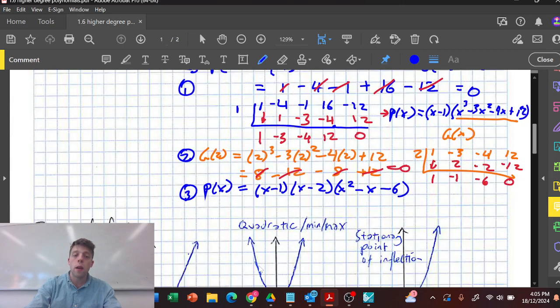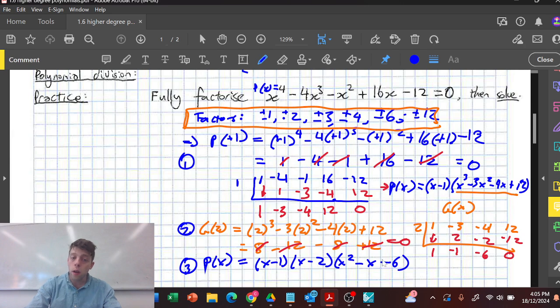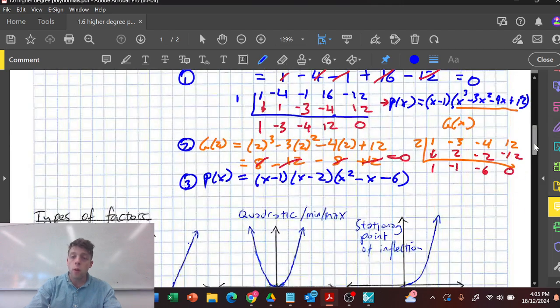We've gotten this to the point where we've expressed our quartic polynomial as a product of 2 linear factors and 1 quadratic factor. We know how to deal with quadratics. So all we have to do here is now factorize this last bit. To do that, we can think of 2 numbers that add to give -1 and multiply to give -6. I'll give you a moment to think about that. So what adds to give -1 and multiplies to give -6?